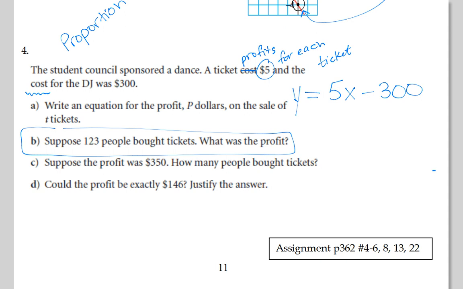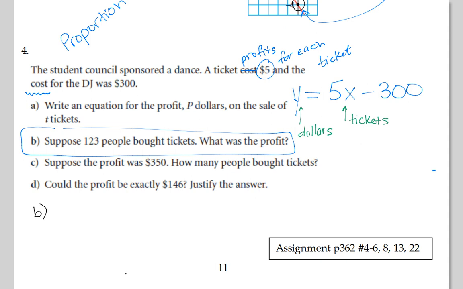Suppose 123 people bought tickets. What's the profit? This is very recipe style math. This is cookie cutter stuff. 123 people bought tickets. Which one of those is tickets, the x or the y? Yeah, this is tickets, and then this one is dollars. So that's how you can use the units to support you.